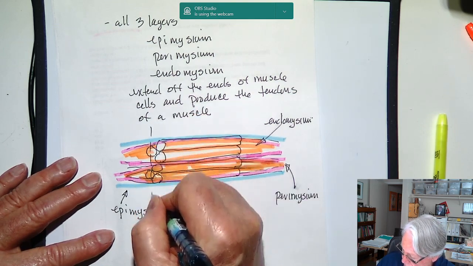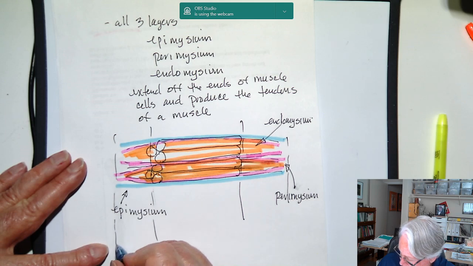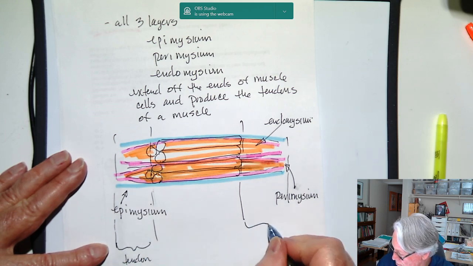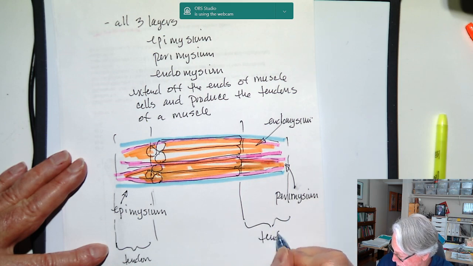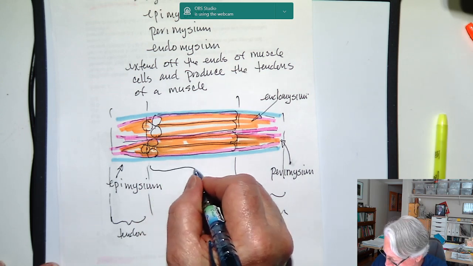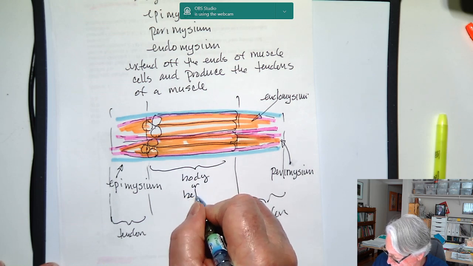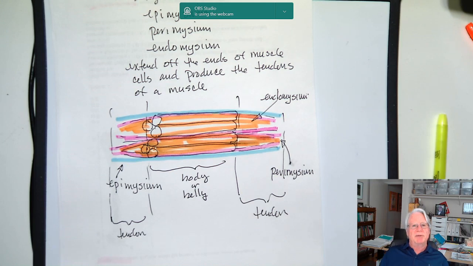And so now I have a tendon and a tendon. One of those is the tendon of origin, one of those is tendon of insertion. So this becomes my what? The body or belly of the muscle, and then I have my tendons. Okay. And that's how that arrangement works.